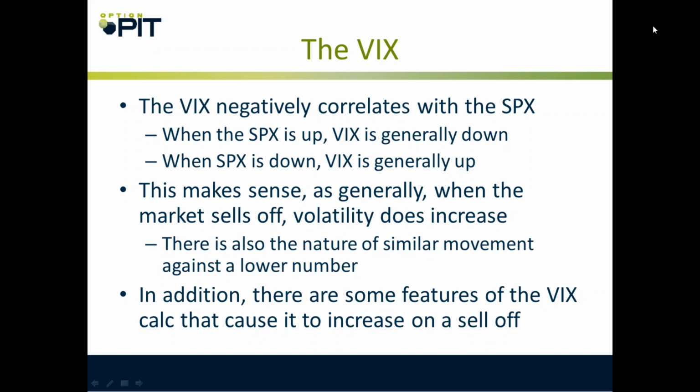So think about this. If the S&P is moving $50 a day and it's trading at 1,000, that's a daily movement of 5%. If the S&P is moving $50 a day and it's trading at 2,500, that's a daily movement of 2%. Those are entirely different volatilities. All right, so this is good.